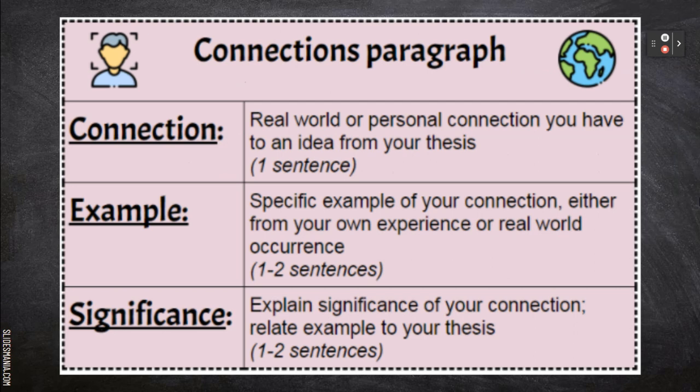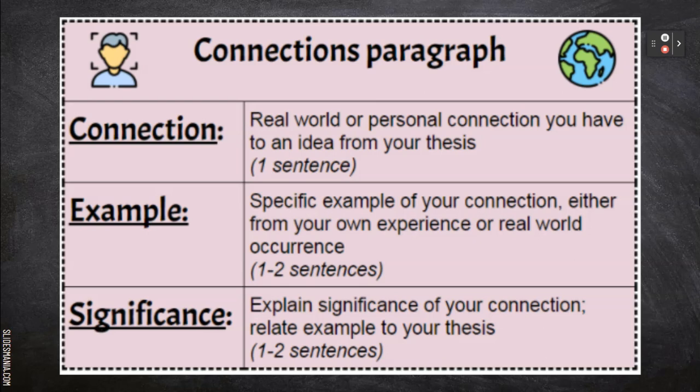Okay, you've written your intro, you've written both body paragraphs. Your 4th paragraph is that connections paragraph, right? You start off with a connection sentence. You state a real world or personal connection that you have to an idea from your thesis. You're not mentioning Jin. You're not mentioning American-born Chinese. This is all about your own connection to ideas from the thesis. That's why we call it a connection paragraph.